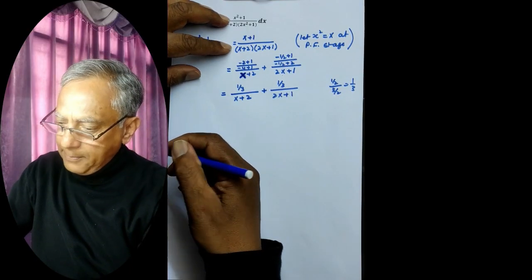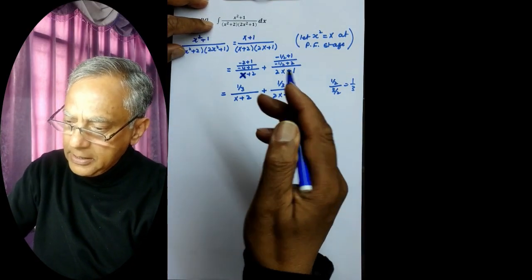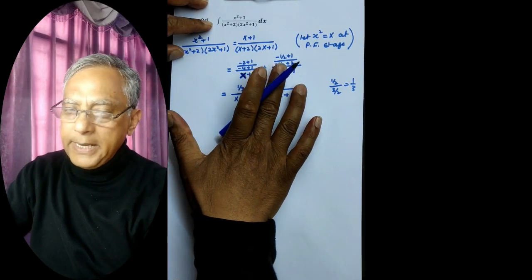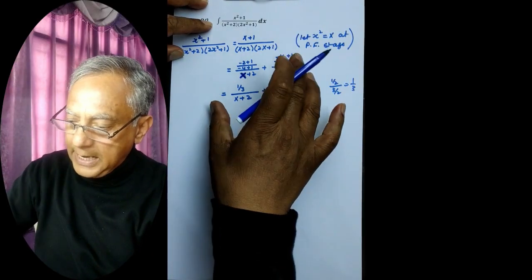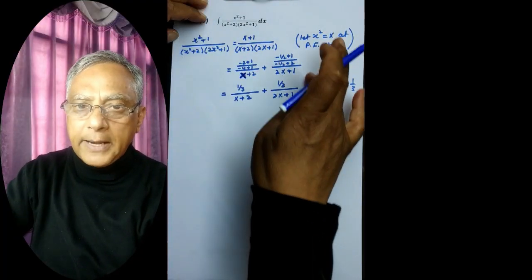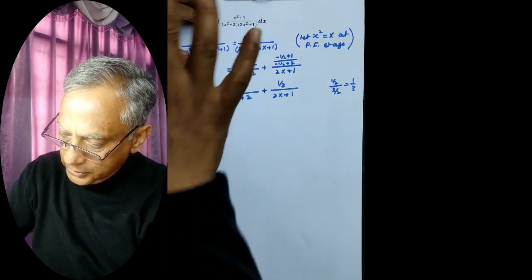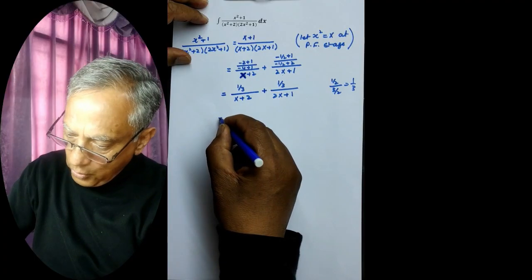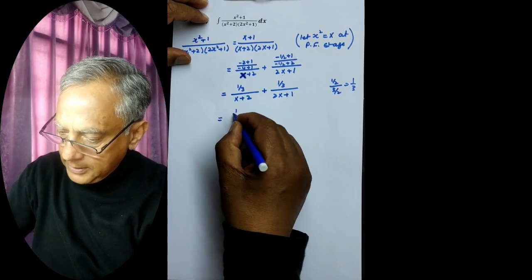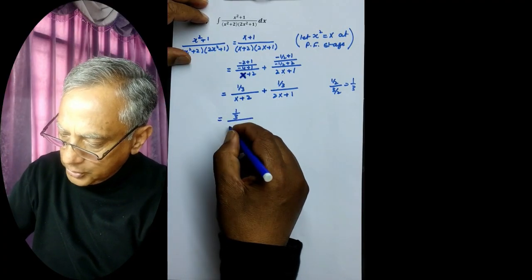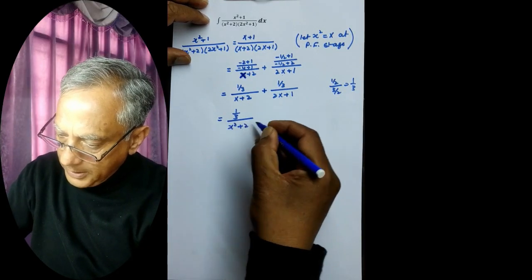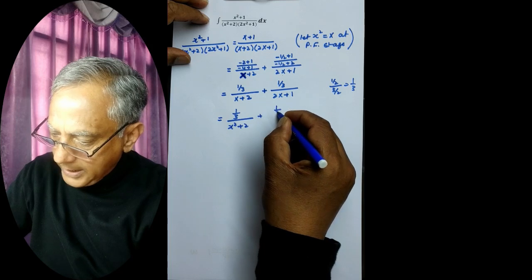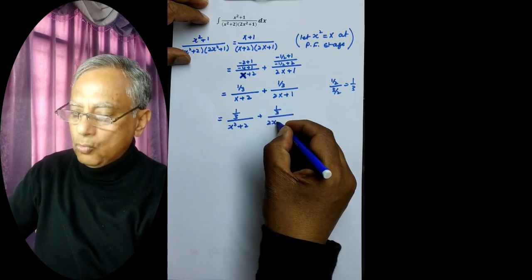Now at the partial fraction stage we will replace x by x square. This is important. We are doing all these manipulations at the partial fraction stage, not at the integration stage. So this will be 1 by 3 over x is x square, so this is x square plus 2, plus 1 by 3 over 2x square plus 1.